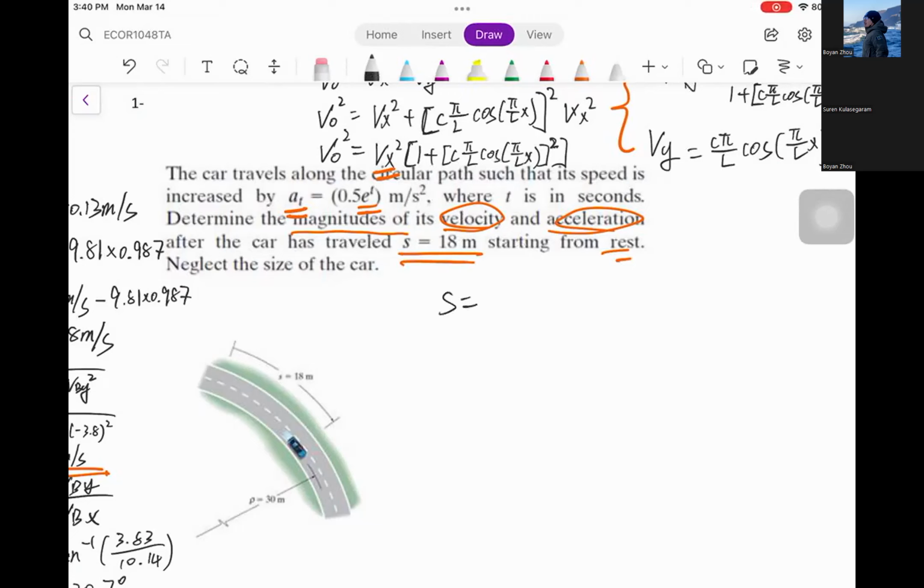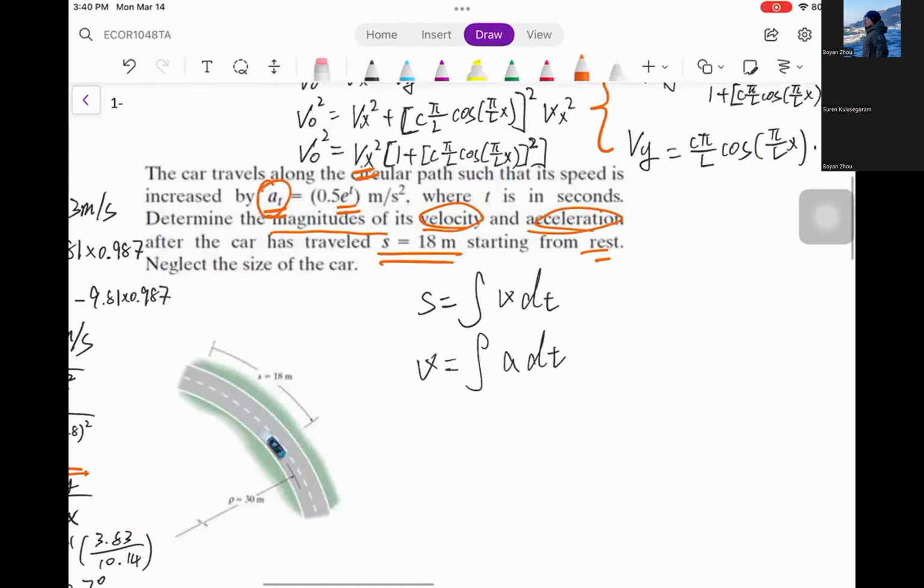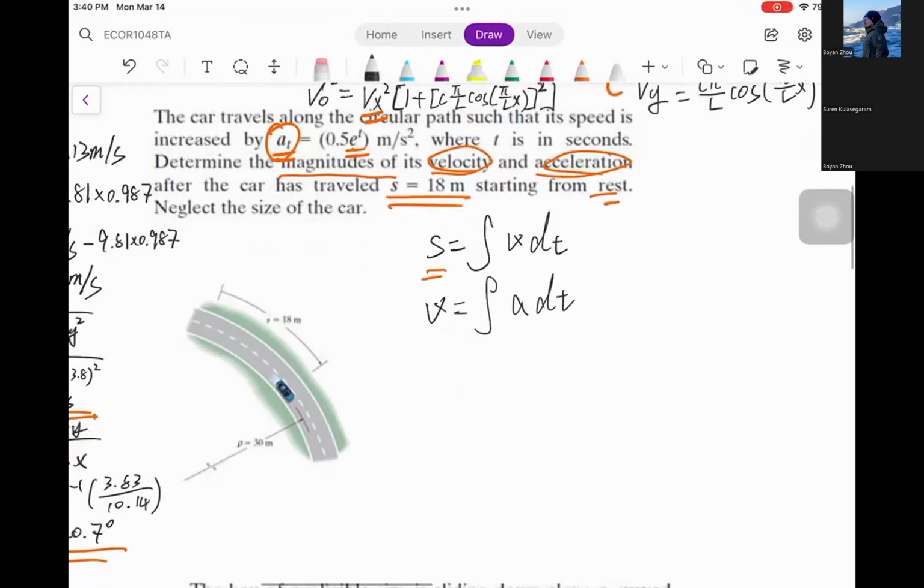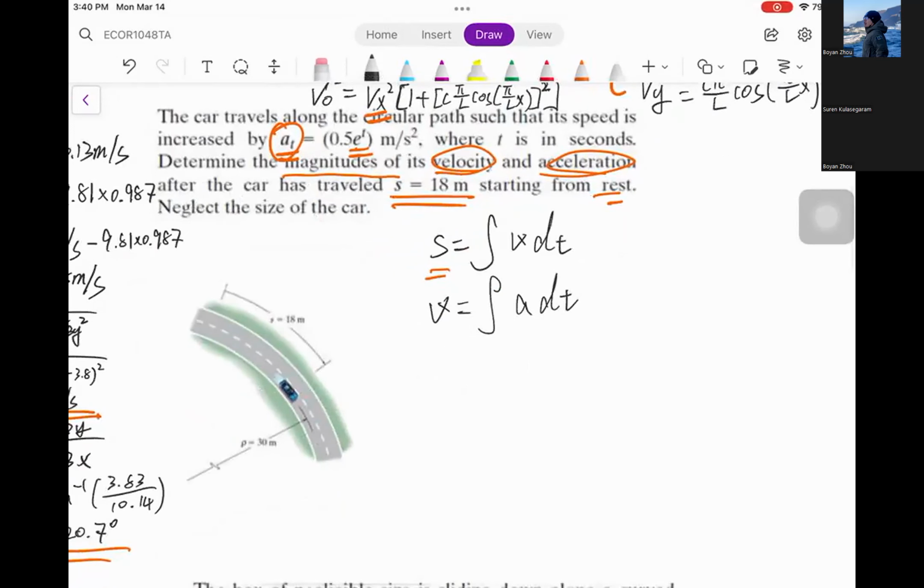s is equal to the integral of v dt, and v is equal to the integral of a dt. We know the relationship between a and t, and then we just need to find the displacement. So we're going to do the integration twice. s is equal to this one, v is equal to this one.